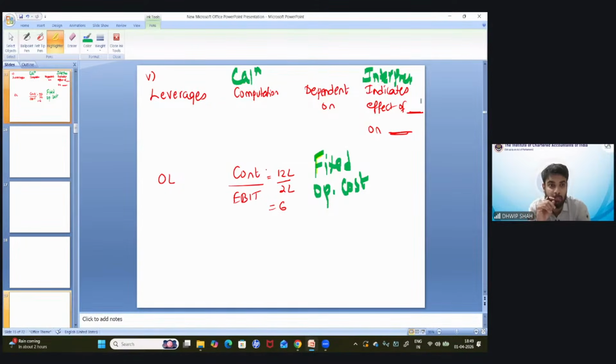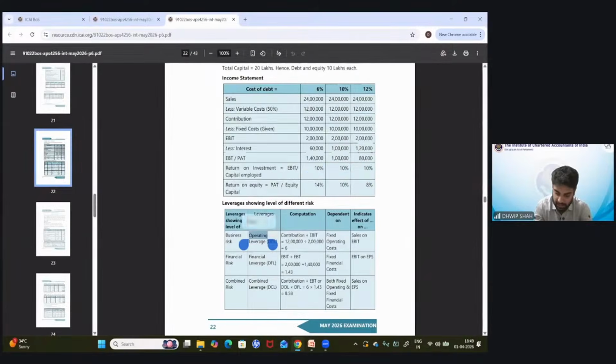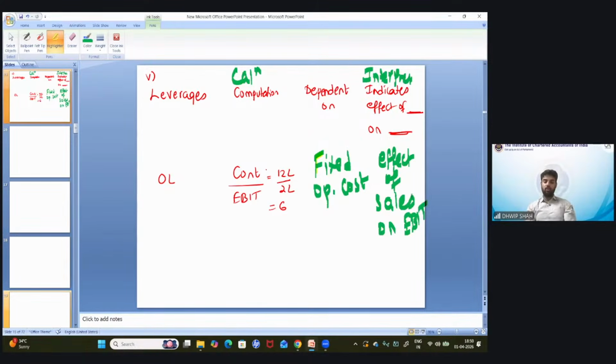Are you following everyone? Because dependent variable is what? Dependent variable is EBIT. ठीक है? Everyone clear? देखो, first business risk है तो leverage operating leverage. How to calculate operating leverage? Contribution upon EBIT. It is dependent on fixed operating cost and it indicates effect of plus minus in sales on EBIT. Understood? Everyone? It indicates effect of sales on EBIT. For operating leverage. Clear हुआ?